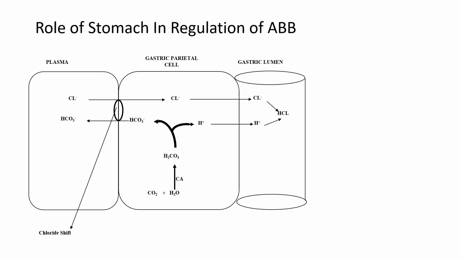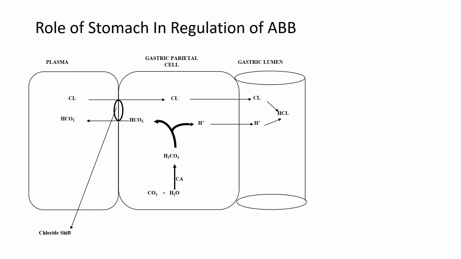The second minor regulator I want to talk about is the stomach. The stomach naturally has an acidic pH because the gastric parietal cell continually secretes hydrochloric acid into the gastric lumen, and this is very essential for the digestion of food substances. However, every time the gastric parietal cell secretes hydrochloric acid into the gastric lumen, there's a corresponding secretion of bicarbonate into the plasma. And this particularly contributes to the pool of bicarbonate in blood, helping to maintain acid-base balance.